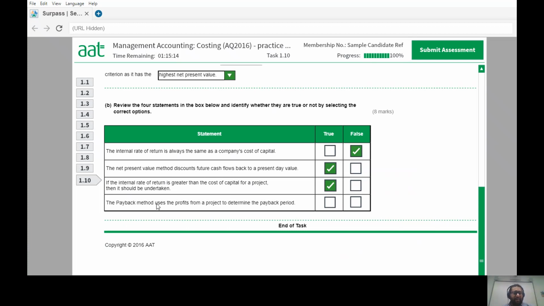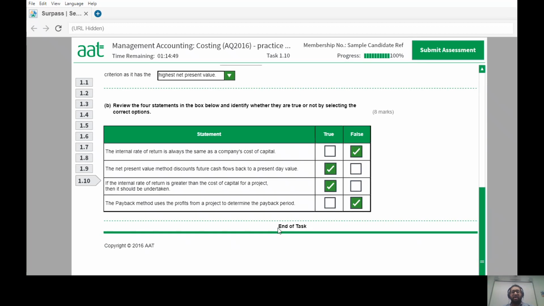So that is true. Payback period uses the profits from the project to determine the payback period. Now, it doesn't look at the profits. It looks at your net cash flow. Profit has nothing to do with your cash flow. Profit is not equal to cash. Remember that. So when you get that sort of question, you can simply say that is not the right answer there.